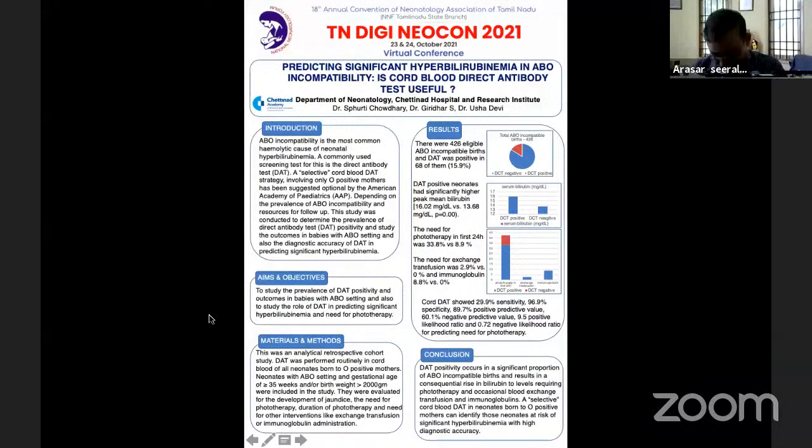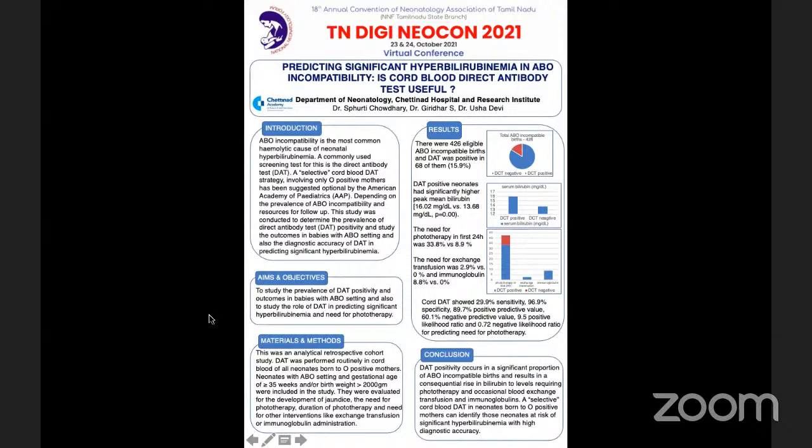The need for phototherapy within the first 24 hours was 33.8% in DAT positive neonates, whereas it was only 8.9% in DAT negative neonates. It was also seen that there was no requirement of exchange transfusion or immunoglobulin administration in DAT negative babies, whereas 2.5% of the babies in DAT positive group required exchange transfusion and 8.8% required immunoglobulin administration. It was also seen that though the sensitivity of cord blood DAT is only 29.9%, it is 96.9% specific.